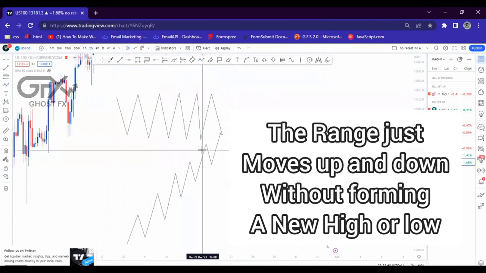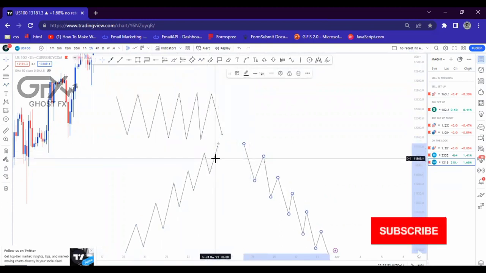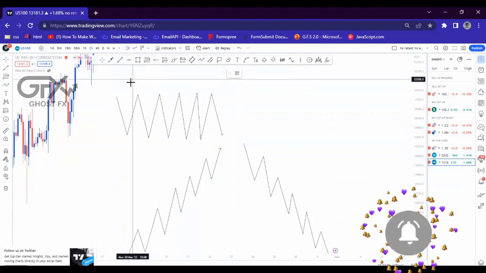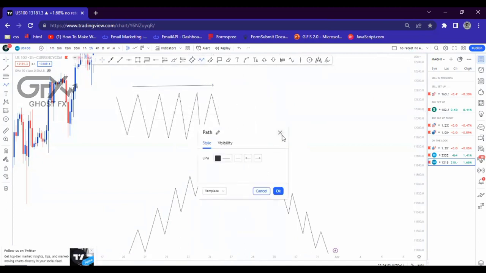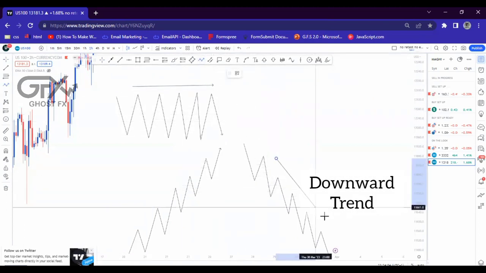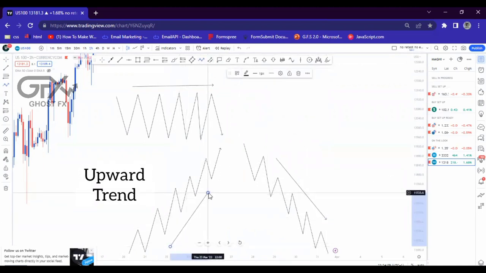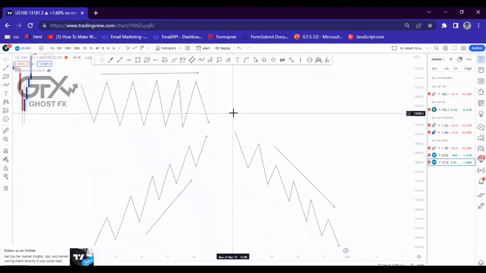So these are three different types of moves in the market. So put that in place. So basically, this is the consolidation. Then this is a downward trend. Then this is an upward trend. So that's the three basic moves we have in the forex markets.